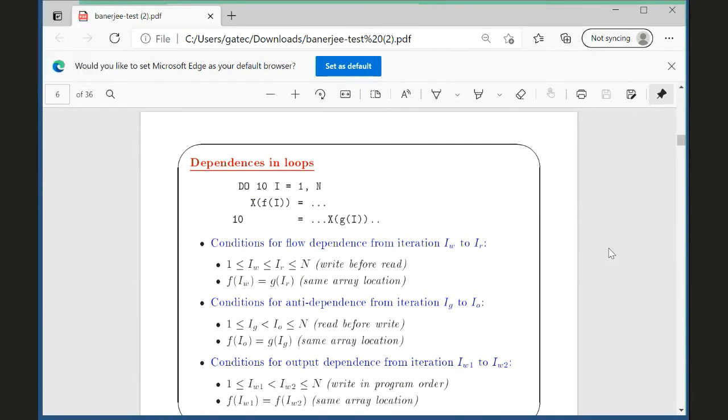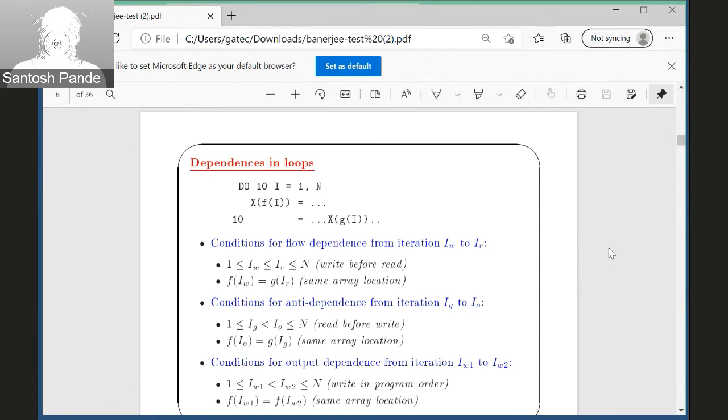So that they map onto the same array location during the execution of the loop. And as you can see here, IW is less than or equal to IR, and that defines this as a flow dependence. Similarly, in the anti-dependence case, you can see here again, both of these functions must be equal to each other, and the read must occur before the write.